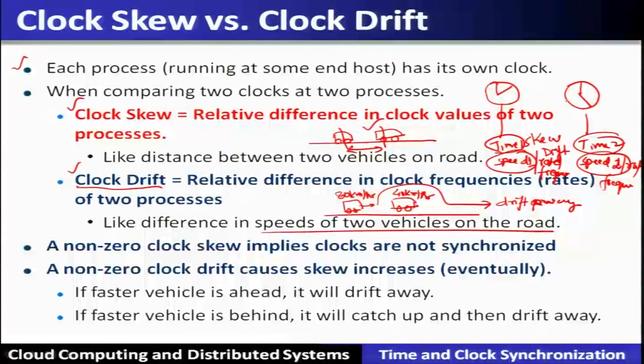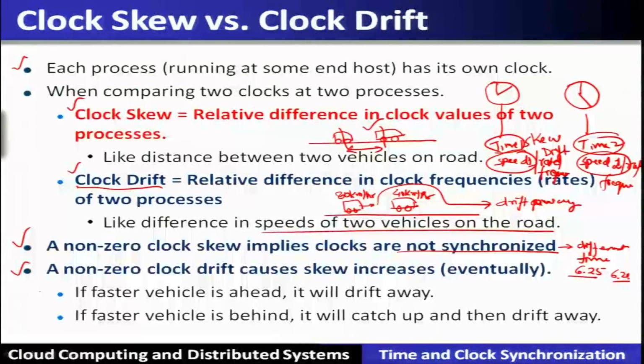So, in these clocks, or multiple clocks where more than 2 clocks are there, these two factors are going to play an important role in the synchronization. Therefore, a non-zero clock skew implies that the clocks are not synchronized, that means they are giving different timings. Just like in the previous example, we have seen one clock was giving the time 6:25, the other clock was giving the time 6:20. So, they are running at different timings. A non-zero clock drift causes the skew, that means the difference in their timing, to increase eventually.